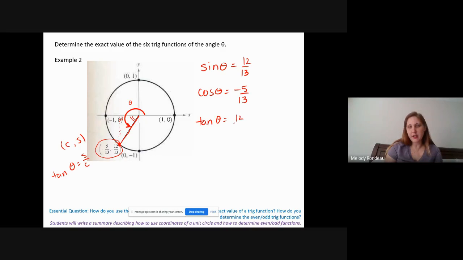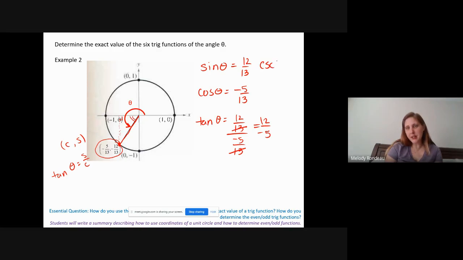I'm going to do sine over cosine. And since they're divided by the same thing, I'm just going to cross it out and say, hey, the answer here is 12 over negative 5. Then, since we're doing all 6 trig functions, I'm going to flip them all.